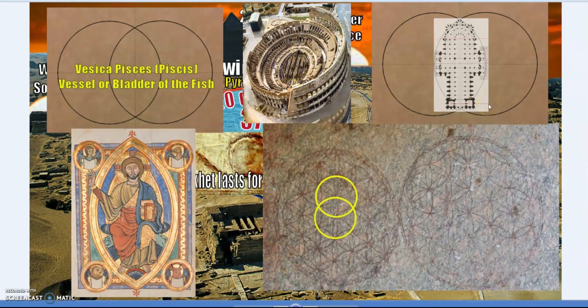This is also used in cathedral design. So that's the layout of Chartres Cathedral. It is the square root of 3 long, and it is 1 wide. It's the Vesica.